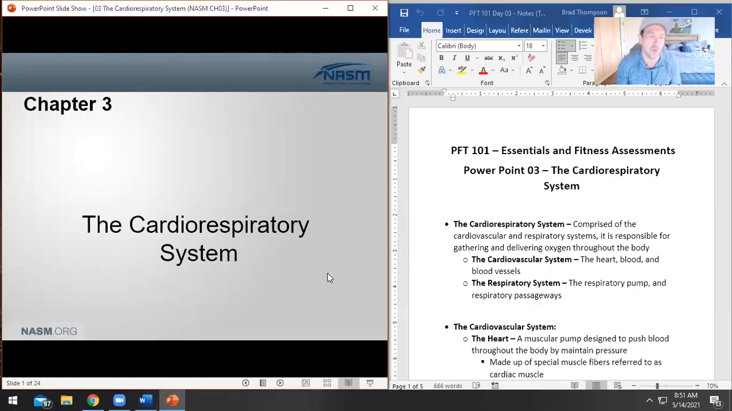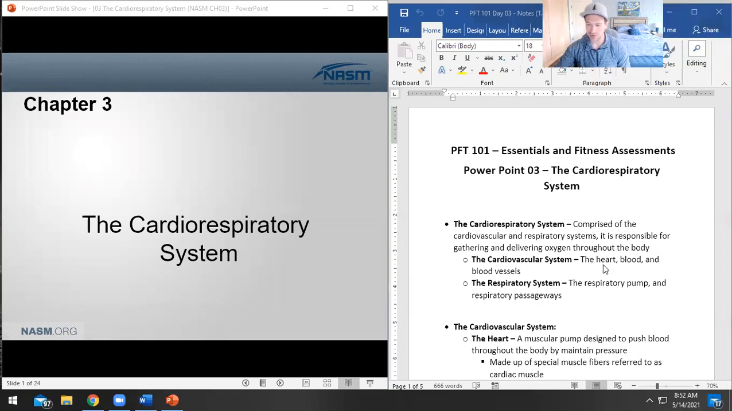Here we go. So we've got chapter 3 today. We're moving forward through your regular NASM, and we are going to be looking at the cardiorespiratory system today. It's a little bit less about human movement, and a little bit more about how we extract energy from our environment and how we deliver that energy around the body, which is a very fancy way of saying how we get oxygen and then how we deliver that oxygen. It's been a while since we've talked about the cardiorespiratory system. We've been talking a lot about human movement lately, but now we are on to the cardio side of things.